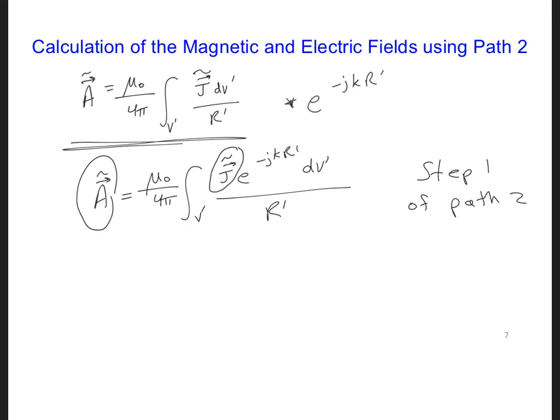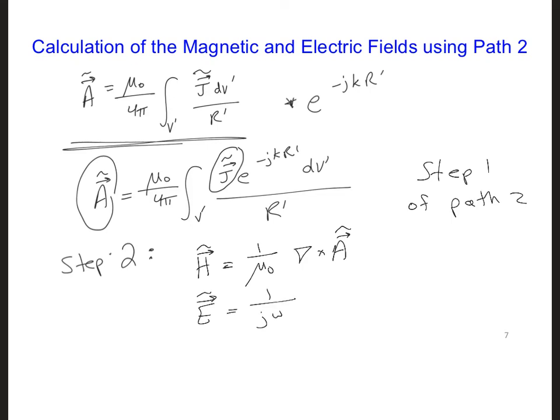Then, once we've completed step one, we can use A to calculate the electric and magnetic field. So for step two, we're going to calculate the H field as 1 over mu naught, and the expression we can use is the curl of A, vector phasor. And then once we have the magnetic field, we can calculate E vector phasor, 1 over j omega epsilon times the curl of H. This is just Ampere's law.